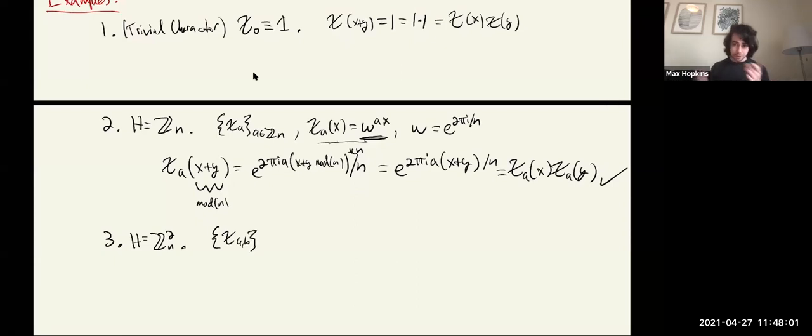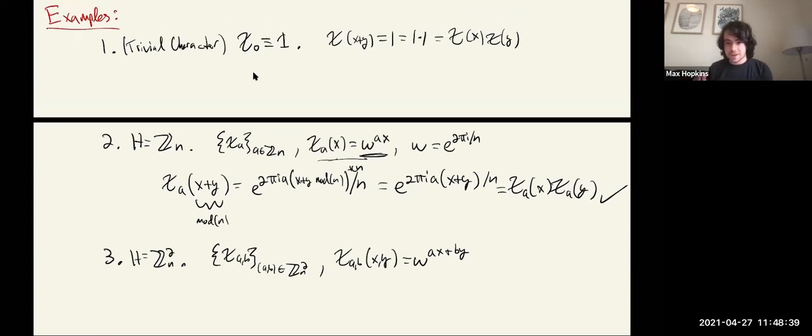So these are indexed by tuples (a, b) where (a, b) lies in Zn squared. And you can probably guess the definition here without me even telling you. Chi a,b of (x, y) is equal to omega to the ax plus by. So I've just taken the product of the characters chi a and chi b. The proof that these are characters is similar, so I'm not going to go through it again. But it turns out that these are exactly the characters of Zn squared. There are no other characters.